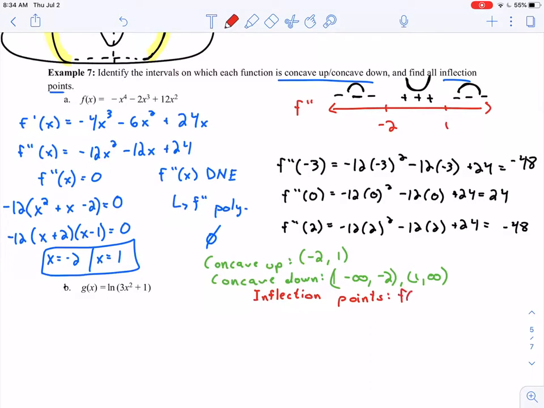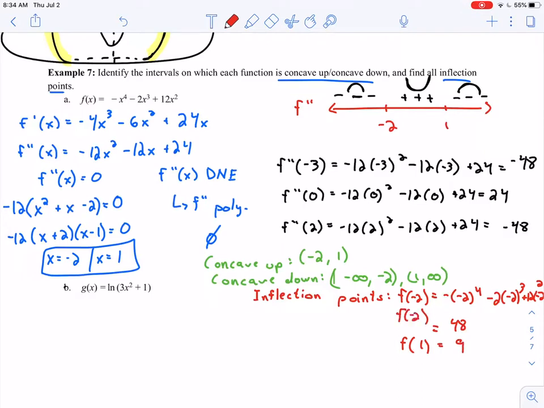Let's see, f of negative 2, and this is negative 2 to the 4th, minus 2 times negative 2 cubed, plus 12 times negative 2 squared. I'm running out of room, I apologize. But there I should end up with a positive 48. And then I'll do the same thing with f of 1. So this time again, I'll plug it into my original function. I'm not going to write it out because I don't really have the room. I'll end up with 9.